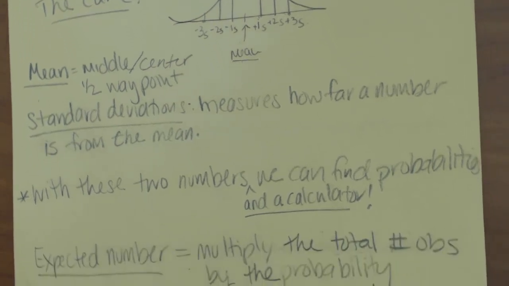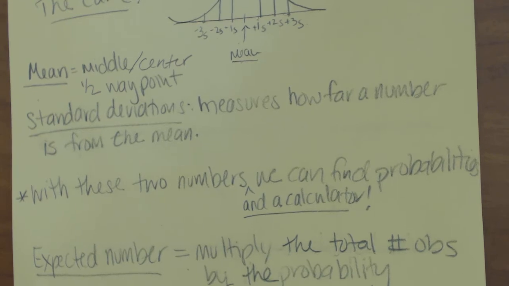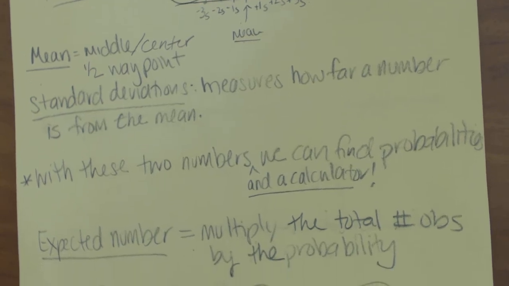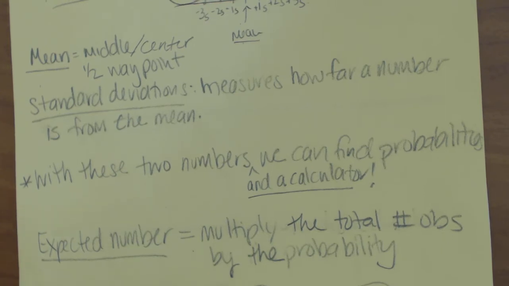With these two numbers, mean and standard deviation, and a calculator, don't forget the calculator, we can find probabilities. We've been finding probabilities using Venn diagrams, tree diagrams, and manipulation of rules. So this is yet another way that can help us find a probability. We're also going to be talking about expected number today, where you multiply the total number of observations by the probability. So those were just some quick notes I wanted to have on camera so that you have them.